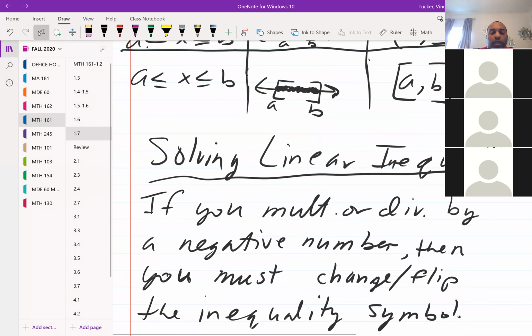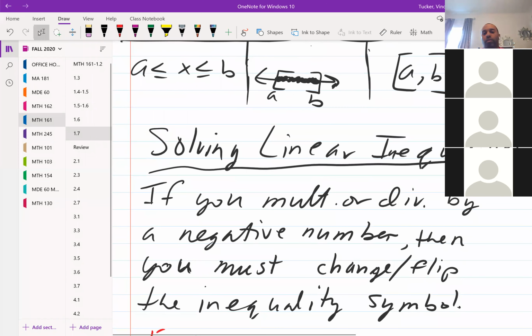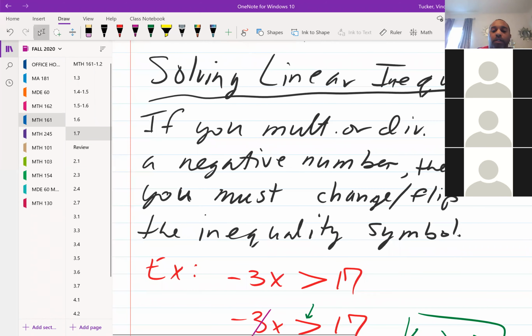All right, so there's one thing we have to consider that we didn't have to when it came to solving linear equations. So we want to solve linear inequalities. If you have to multiply or divide by a negative number, then you must change or flip the inequality symbol. I have to change or flip the inequality symbol.